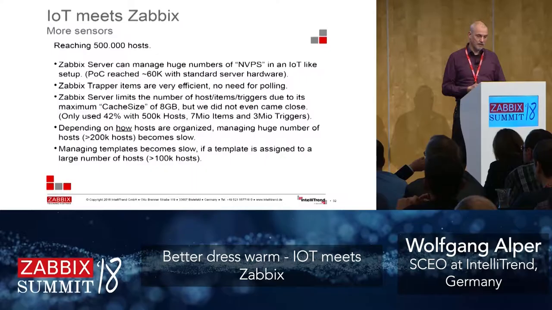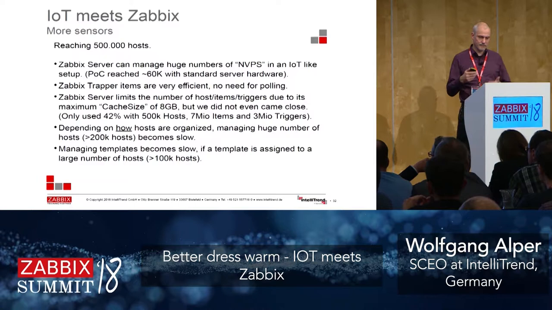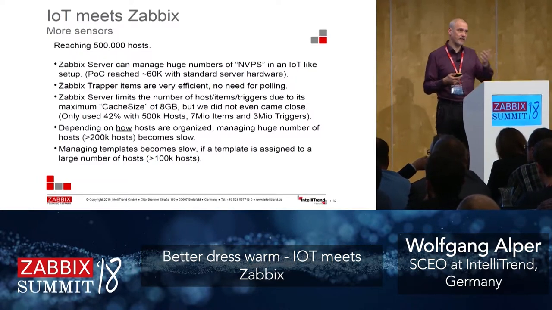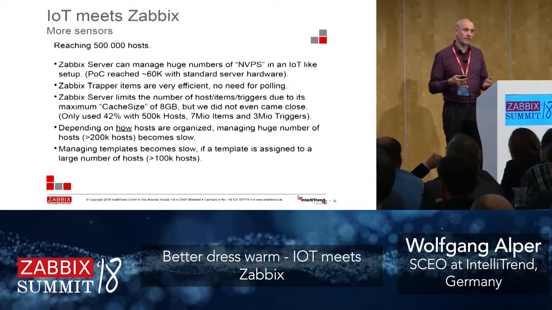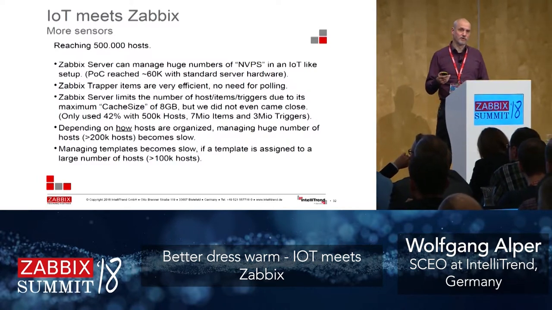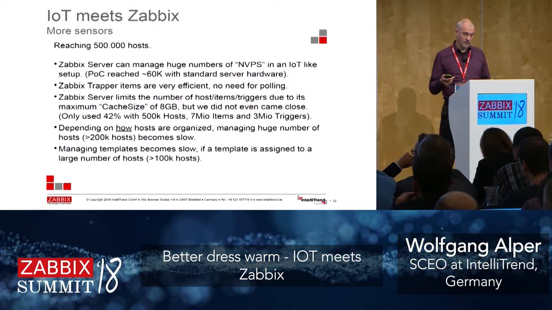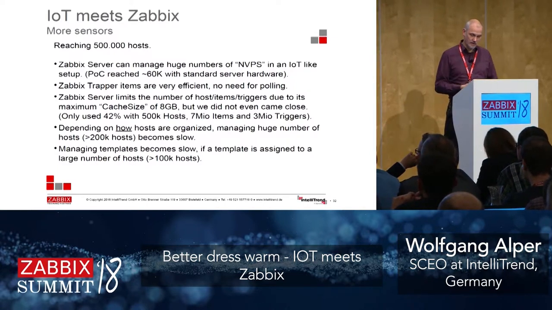And we found that the Zabbix Trapper protocol or Zabbix Trapper items are really, really efficient. So they were excellent. And one concern was that Zabbix would limit the number of host items due to its maximum cache size of 8 gig, actually. But we found that we were not even close. So with our setup, you see the numbers yourself, we were utilizing the cache for like 42%. So we could have increased this to 1 million, and I expect it would have worked.